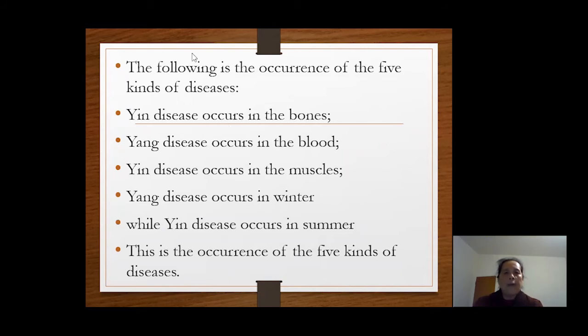Then we're still in the 5 elements part. Then we're talking about 5 different kinds of illness. It happens. So yin illness happens in the bone. Yang illness happens in the blood. So that's basically talking about the general condition.